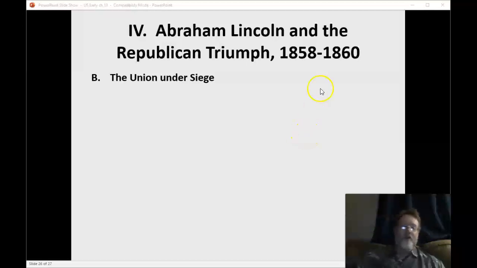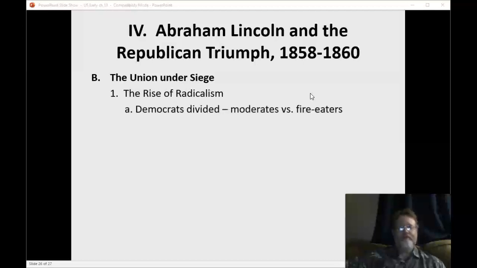The Republicans, though, coalesce under one man. They decide there is one person who has the best chance to win, and his name is Abraham Lincoln. The Republicans choose Lincoln. The Democrats are split: the moderates versus the fire eaters. Moderates in the North, fire eaters in the South, the ones more moderate on the issue of slavery and the ones who are very, very pro-slavery in the South.